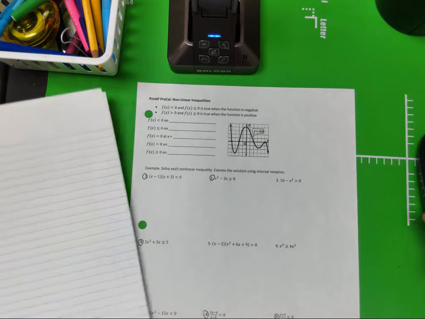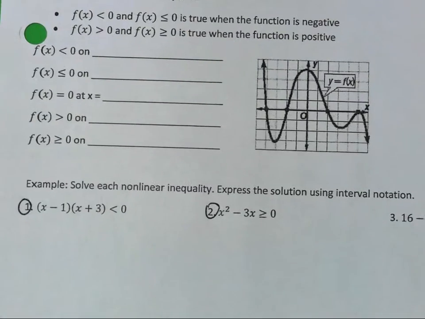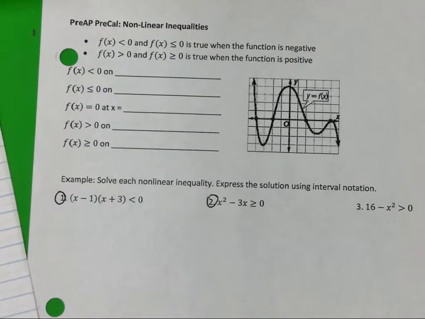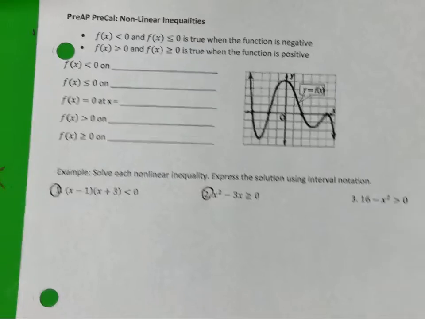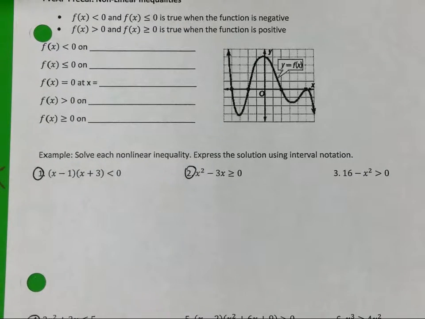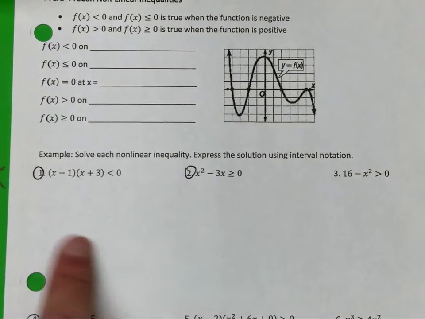Today our learning target was: I can solve polynomial and rational inequalities. We're on page 51 of your notebook, page 51. I'm not doing all 9 examples. I'm going to pick and choose some. This right here might confuse you, so I'm going to explain it as we go, okay?